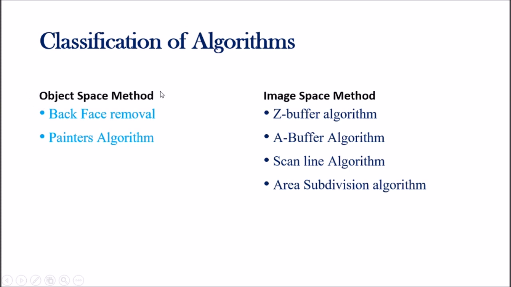In the case of object space methods, the objects or surfaces are compared with each other. In the case of image space methods, the depth value is compared at the pixel level. So that is image space and object space. This is all about the hidden surface removal algorithms.